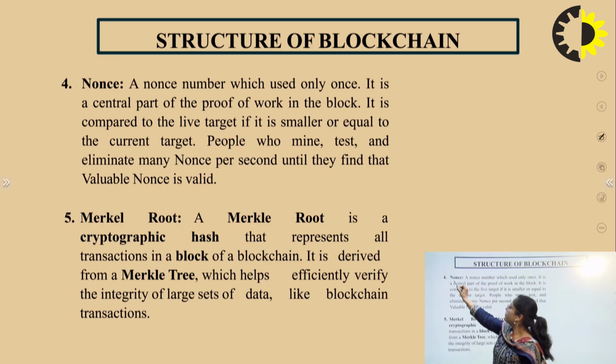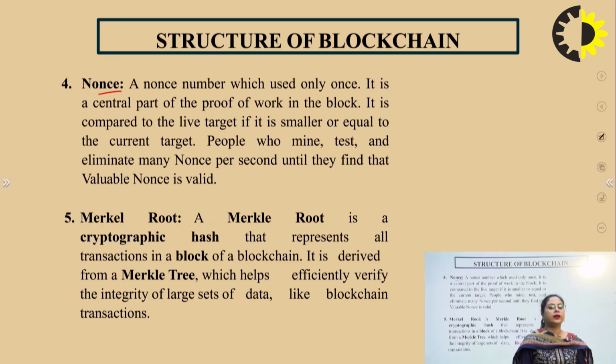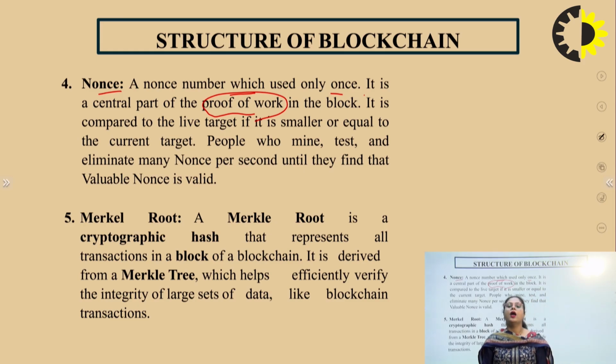This is the nonce, which I told you previously is nothing but a number used once, which is generated by the peers. The nonce value is generated by peers by solving mathematical puzzles. A nonce is a number used only once. It is a central part of proof of work. The main work is done in the consensus algorithm, that is the proof of work algorithm.